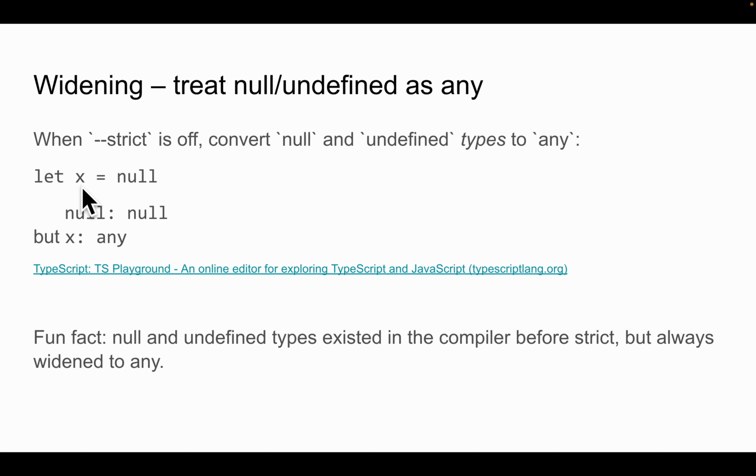When you assign it to x, it widens to any. Again, this is when strict is off. Obviously, when strict is on, then x just has the type null. This happens on variable declaration. So when you're initializing a variable with something, null gets widened to any, and then x has type any, which means anything can be assigned to it. All right, so that one's pretty simple, and it has a nice short name. It should be called just null widening or something, but it's called widening because it was there first.